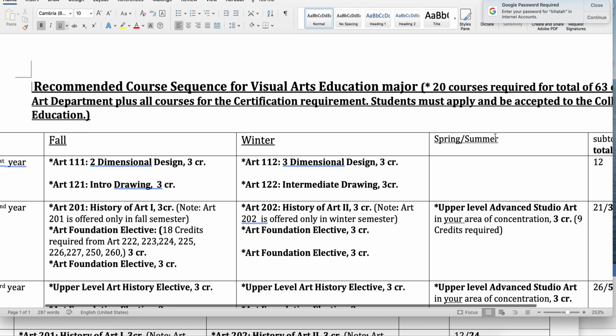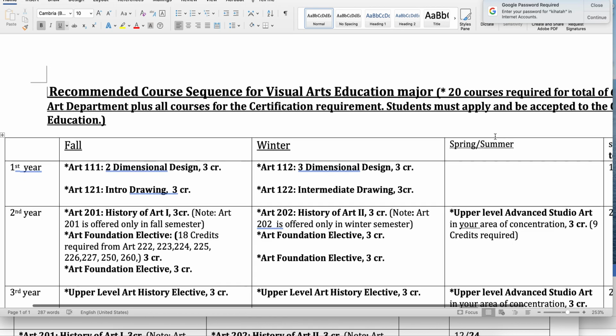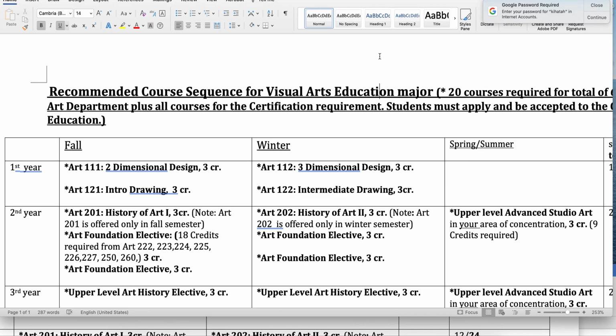And you have to be very careful what kind of gen ed you're taking if you're this visual art education major. The reason is, in order to be a teacher, you have to take TE 100, Teacher Education 100, and Psych 100. There are several courses that are required by the state of Michigan.